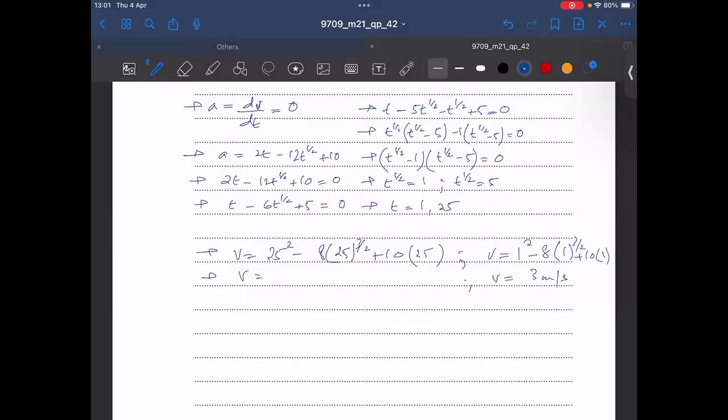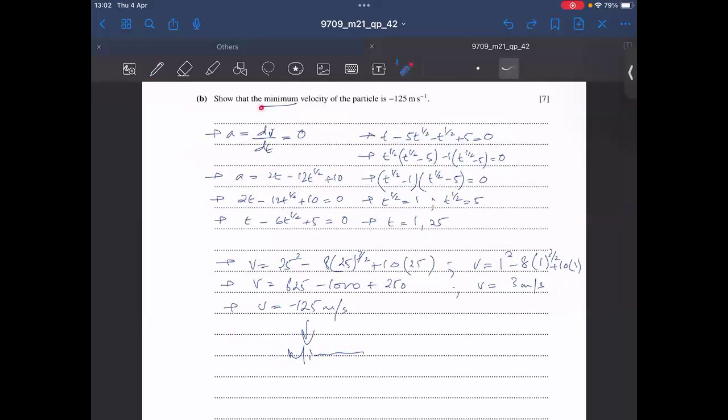And with 25, I'm going to get what? 25 square is 625. This is 5 to the power of 3 is 125 into 8, 1000, plus 250. So 250 plus 625 minus 1000 going to be, that's 125 meters per second. Now, if you compare these two, so this is going to be minimum then. And this is going to be, of course, maximum then. All right.